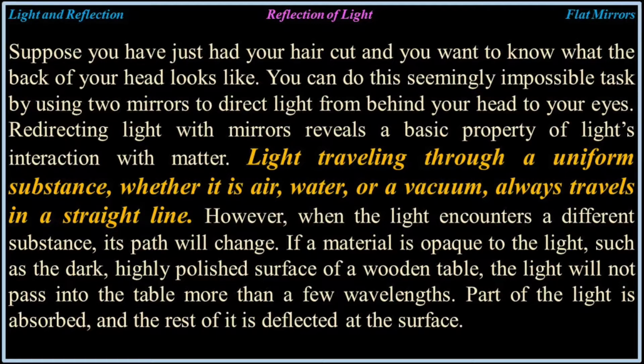Light traveling through a uniform substance, whether it is air, water, or a vacuum, always travels in a straight line. However, when the light encounters a different substance, its path will change. If a material is opaque to the light, such as the dark or highly polished surface of a wood table, the light will not pass into the table more than a few wavelengths. Part of the light is absorbed and the rest of it is deflected at the surface.